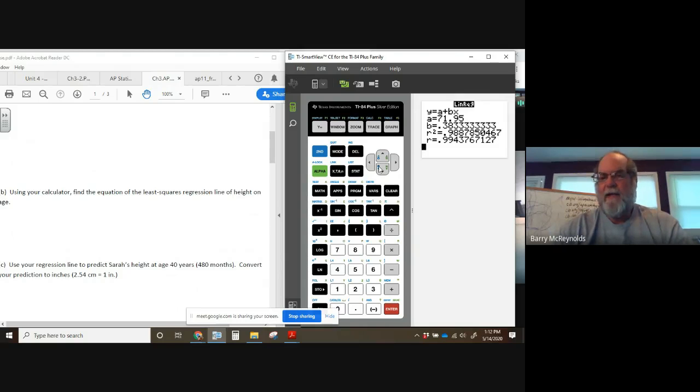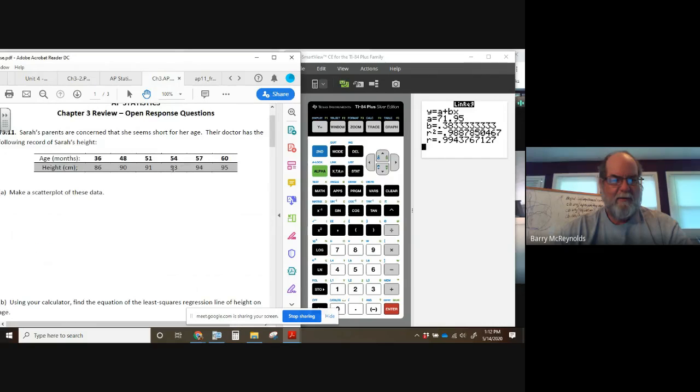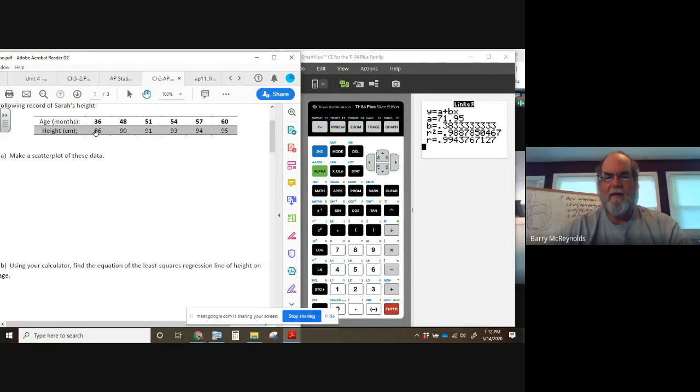Now, you might be asked to interpret the slope of the equation, and what that means is for every 1 month of age, the baby's length or the person's length increases by 0.38 centimeters. Let me double check. That is centimeters. Yeah, for every 1 month of age, Sarah's height increases 0.38 centimeters. Okay, so that's how you would interpret that.